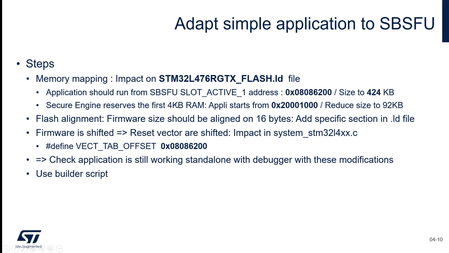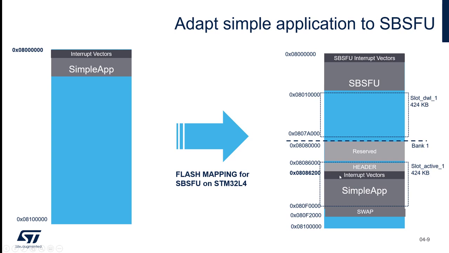And also, we need to reserve 4 KB of RAM for the secure engine that will not be accessible anymore. And there is a need to align the firmware to 16 bytes. So the firmware size, the binary generated, should be aligned with 16 bytes. The reason is that it is encrypted using AES, so it is a constraint related to the encryption. And also, what is very important is to change the offset of the vector table. If you come back here, the interrupt vector is now located here instead of here. So you need to make the simple app work and the interrupts work correctly, so that the interrupts go in these interrupt vectors and not in these ones. You need to change the offset.